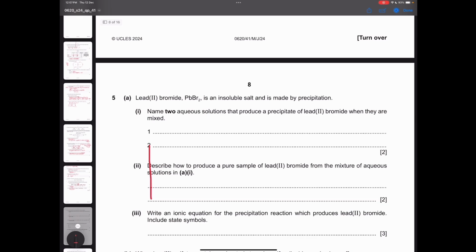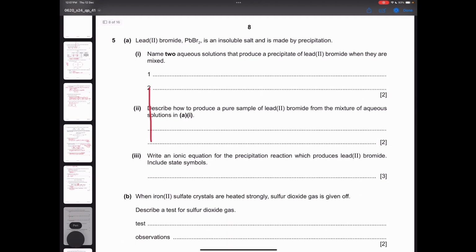Question number 5. Lead bromide is an insoluble salt which is made by precipitation. Now, for precipitation, according to our syllabus, an insoluble salt, precipitate, is formed by using two soluble salts. Just check your notes again, go through the course book that you use. You will find it there. Two soluble salts are used. Now, we have to think of two soluble salts which can give us lead bromide. Now, we know that all salts of sodium, potassium, and ammonium, and all nitrates, are soluble.